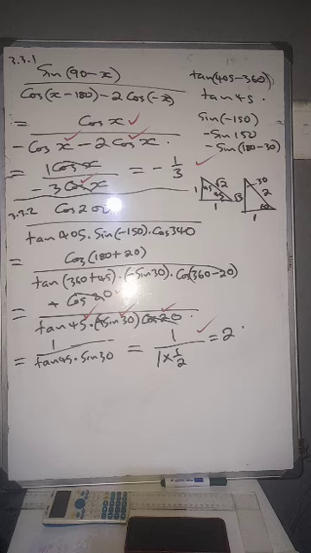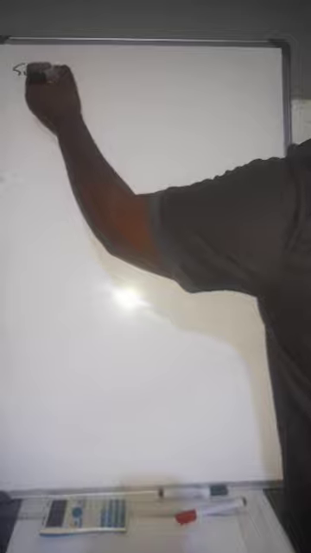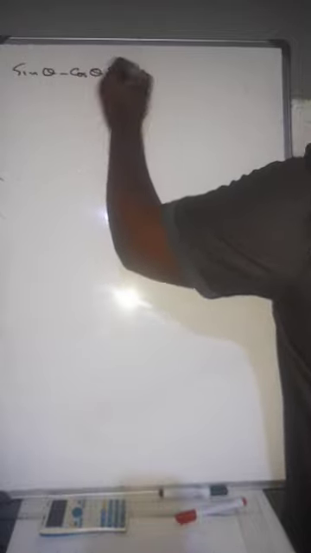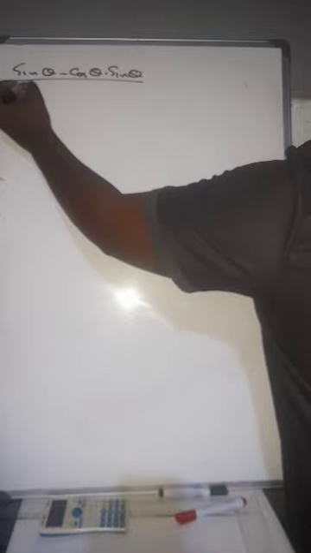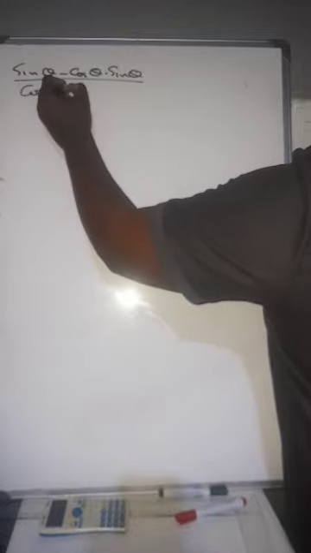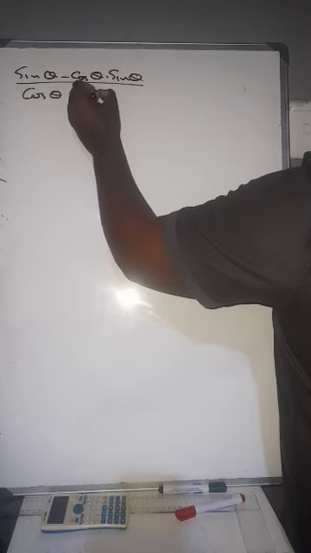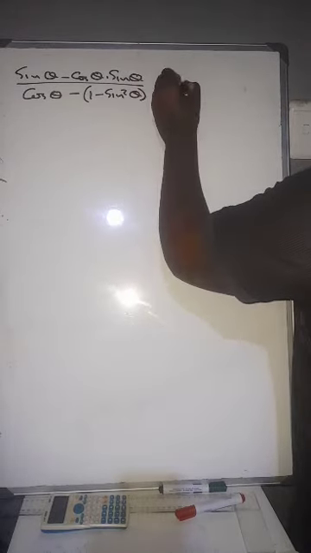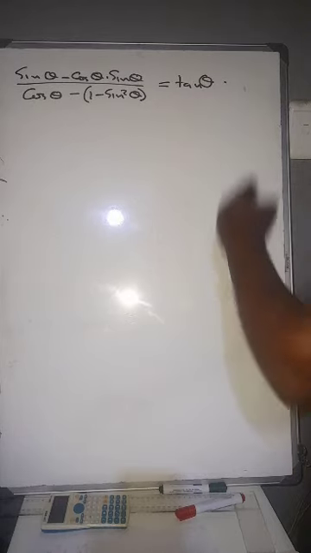And then the last question in this part. Is it the last question? Not yet. Prove the identity: sine theta minus cos theta times sine theta, all over cos theta minus in bracket 1 minus sine theta squared, is equal to tan theta.